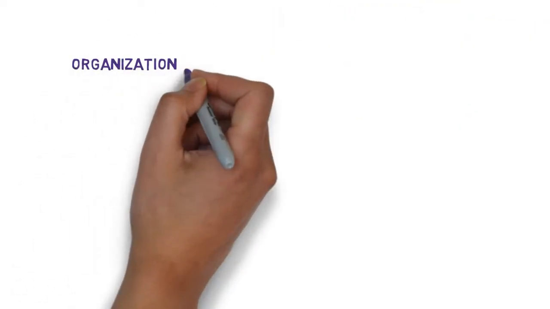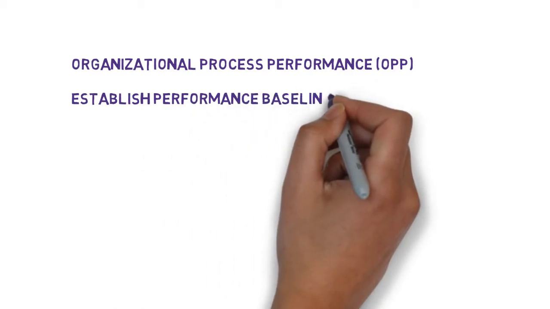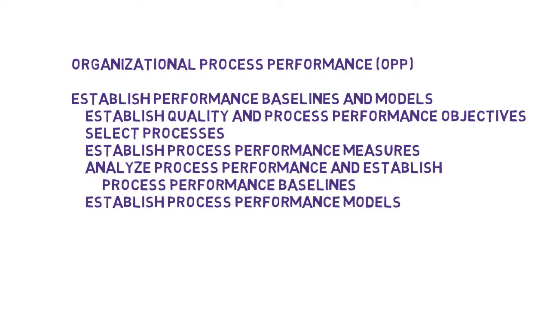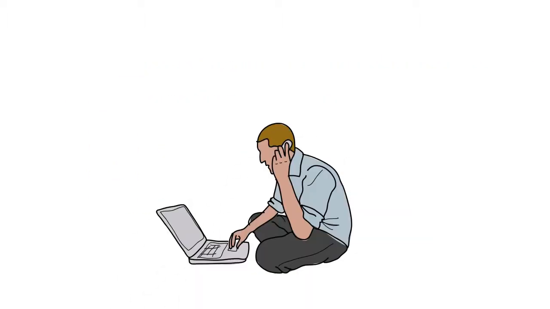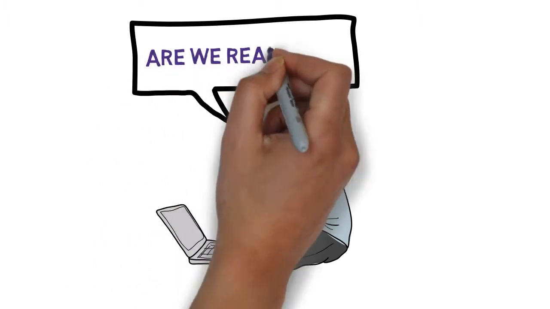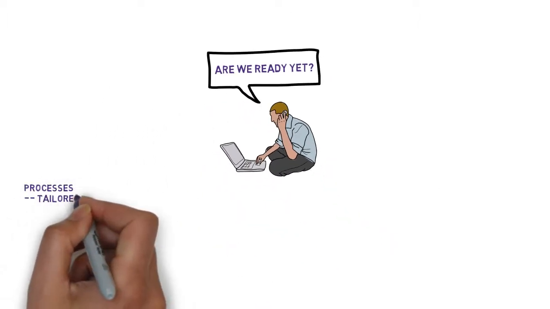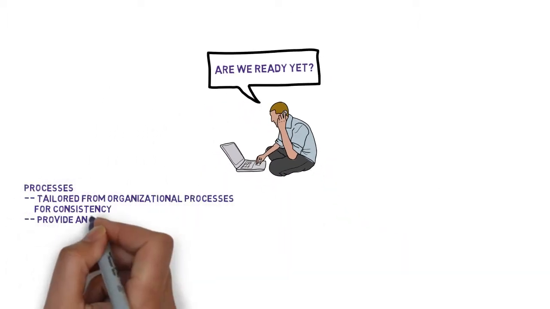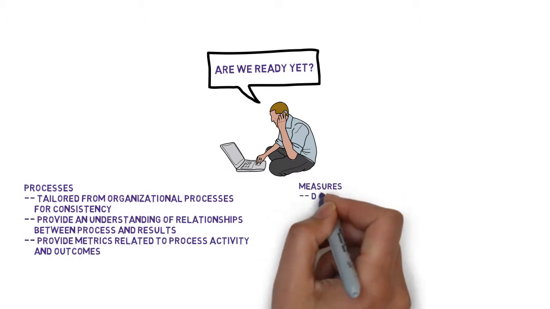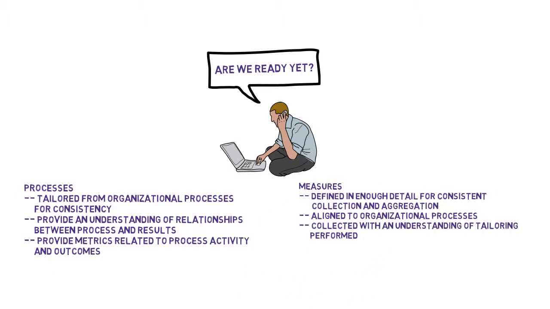The process performance baselines and models are discussed in the organizational process performance process area, as seen in this goal and practices. But there are some prerequisites for building a process baseline or model. You need a history of processes tailored from a common process, an understanding of how process affects results, and some metrics that describe process-related activities and outcomes. You also need metrics that are detailed enough for consistent collection, that are aligned to the organization's processes, and collected with consideration of project tailoring.